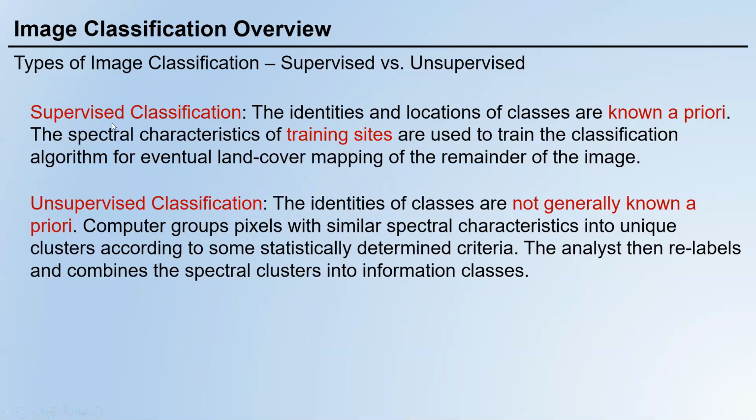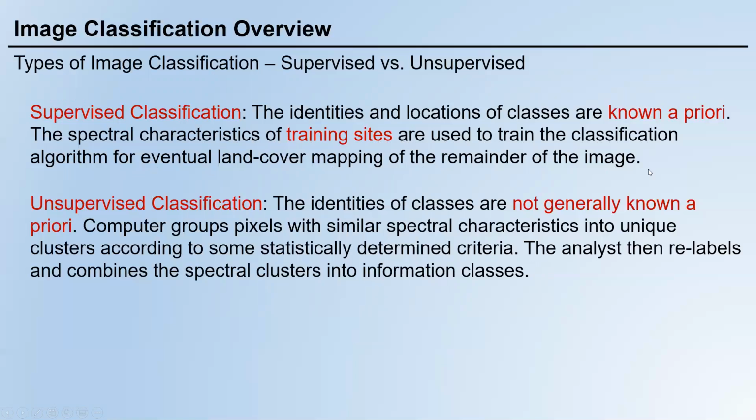For supervised classification, the identities and locations of classes are known a priori, which means that you have some prior knowledge about the area covered by the image. And the spectral characteristics of training sites are used to train the classification algorithm for eventual land cover mapping of the remainder of the image. What does it mean?